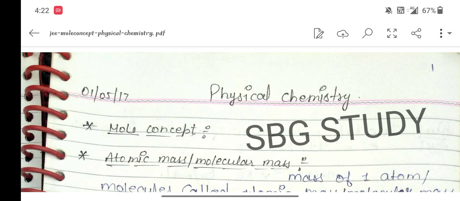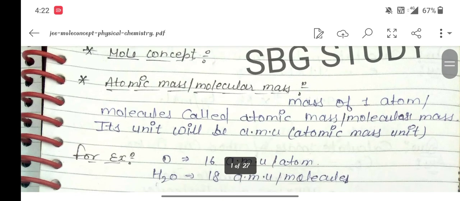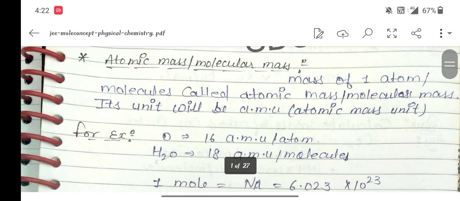Today in this video I am going to explain JEE Mains chemistry, physical chemistry, very important topics. In physical chemistry, the first one is the mole concept, in which we learn atomic mass or molecular mass. The mass of one atom or molecule is called atomic mass or molecular mass.